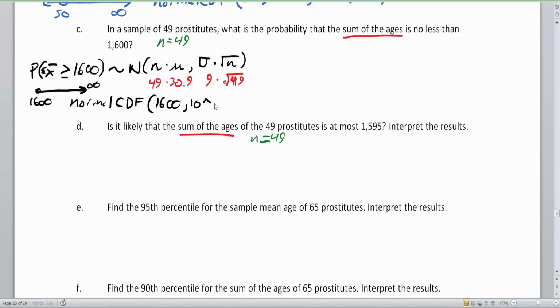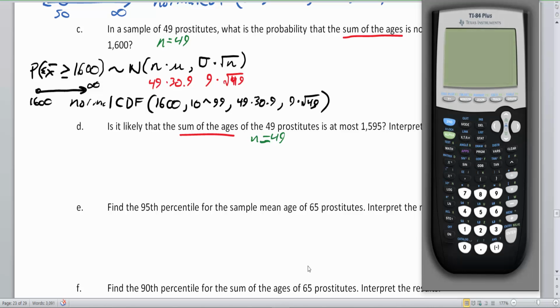So this is 10 caret 99. And we are going to put in our average here, and our average is going to be 49 times 30.9. And our standard deviation is going to be 9 times the square root of 49. And if we do this, we will get our answer. So, getting our calculator ready, go second vars, go down to normal CDF. Okay, so my lower bound is 1600.